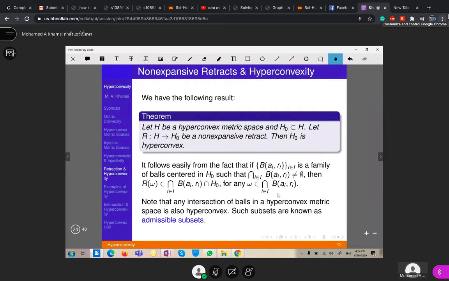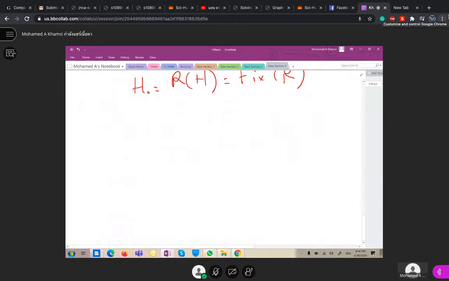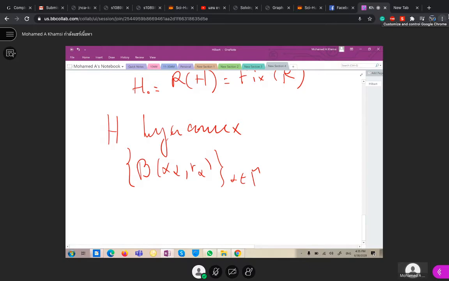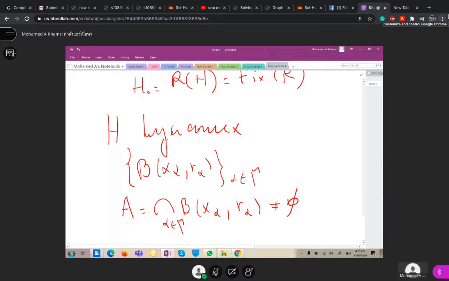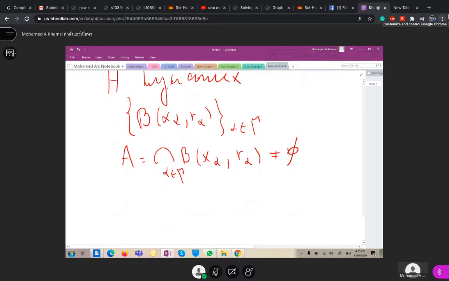Now, keep in mind that the intersection of balls in a hyperconvex metric space is hyperconvex. What do I want to say by this? Now it's something else. I'm just giving you some examples. Now I'm getting to the structure of hyperconvex metric spaces. So here, let's assume that H is hyperconvex, and let's take a collection of balls, alpha. And assume that the intersection is not empty. We're going to use this a lot, so that's why I want to emphasize this. This is a family of intersection of balls, and it's not empty. So obviously it's bounded because it's included in any of the balls there.